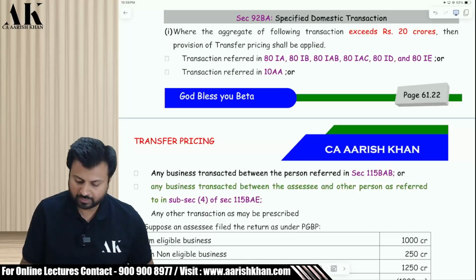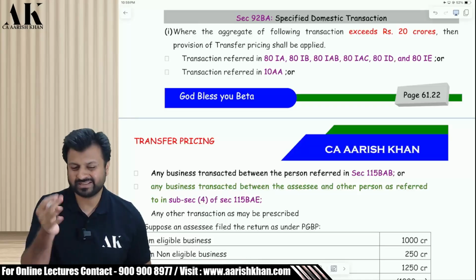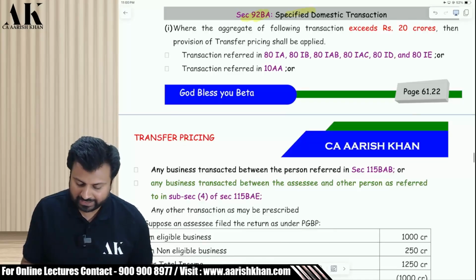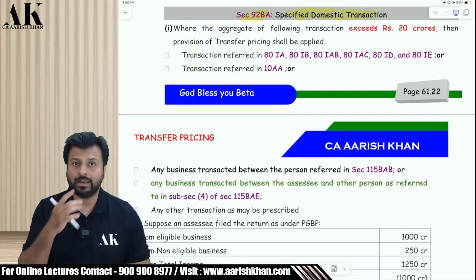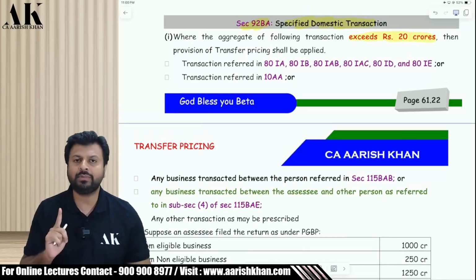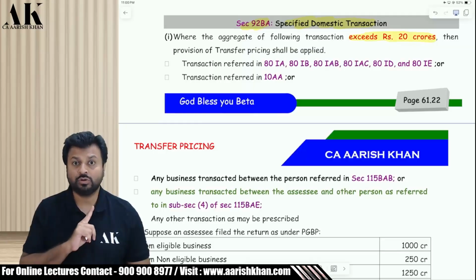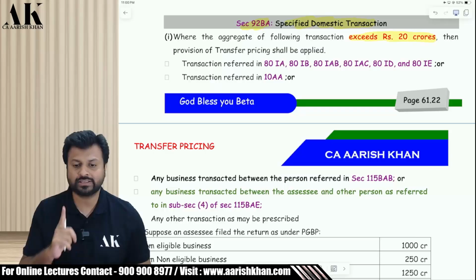Let's move on to the next provision, which is not very important for the examination, but there is one small amendment made by Finance Act 2023, therefore it might be slightly important in the exam. 92B is specified domestic transaction. We all know that for some domestic transactions, transfer pricing is applicable if the aggregate value of domestic transactions exceeds 20 crore rupees. Now, remember, for international transfer pricing there is no threshold, but for domestic transfer pricing, the aggregate value of domestic transactions should exceed 20 crore rupees.